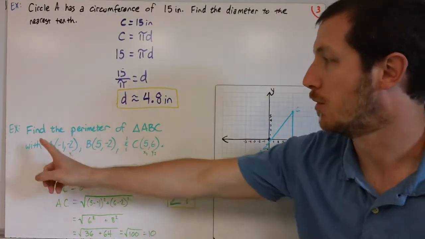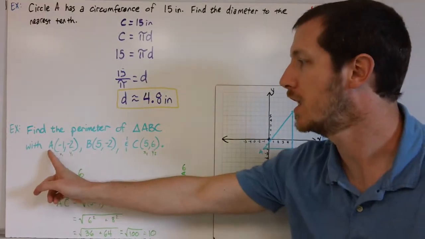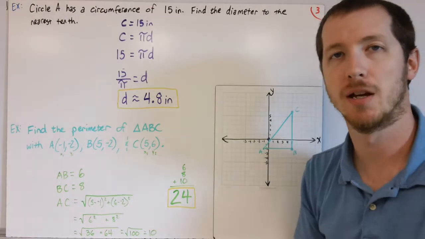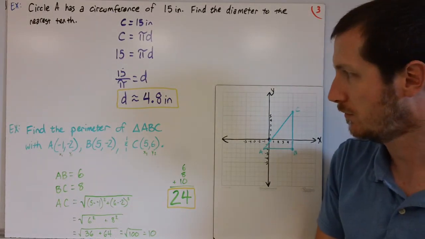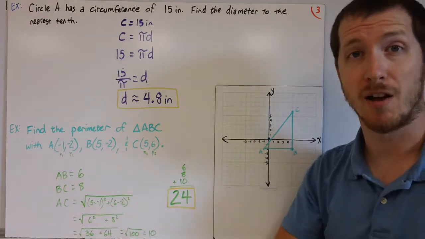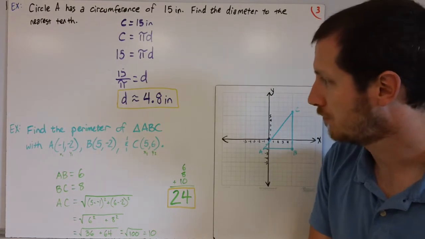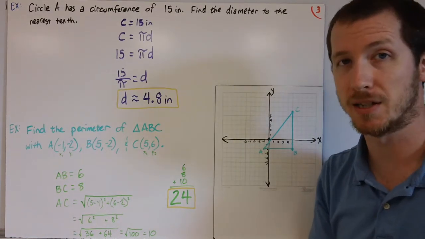Okay, another example. Find the perimeter of triangle ABC where they give us the coordinates of A, B, and C. First thing I would do on this problem, whip out a sheet of graph paper and graph these 3 points. It might save you some time. Even though it takes time to do that, it may save you some time in the end.